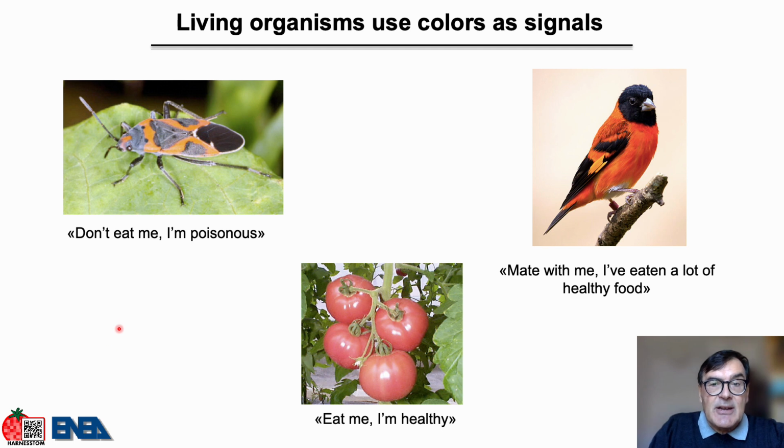Living organisms use colors as signals. For instance, some insects are brightly colored as a defense. They signal to potential predators that they contain toxic substances. Birds use their bright colored feathers to attract sexual partners. In many birds, the color of the feathers depends on the diet. Therefore, bright colors are a signal that the bird has eaten well and is ready to reproduce. Finally, many plants use bright fruit colors to attract animals for dispersal of their seeds. This is the case for tomato, as we will see in a couple of slides.